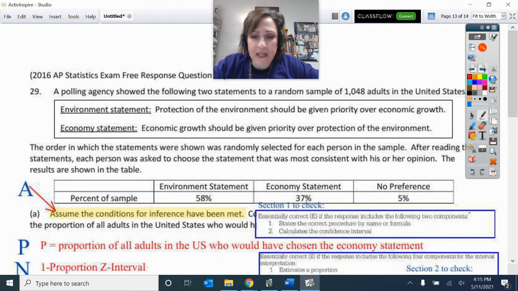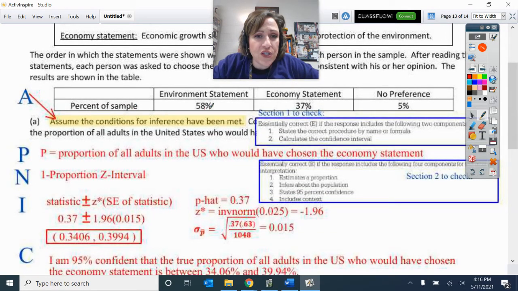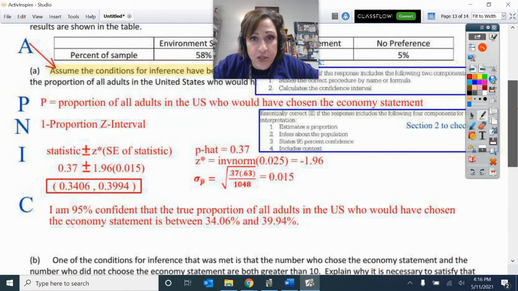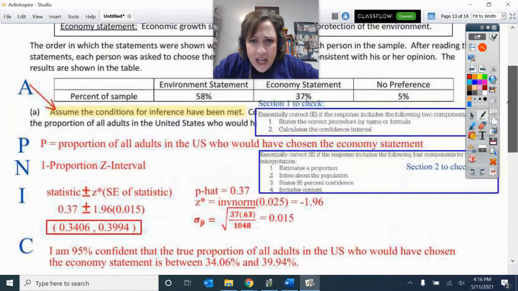And our last one. Here we have 2 statements. They did say, assume the conditions for inference have been met. So they wanted a panic without the assumptions. Yay. So it's P is the proportion of all adults who chose the economy, adults in the U.S. who chose the economy statement. It's a 1 proportion.